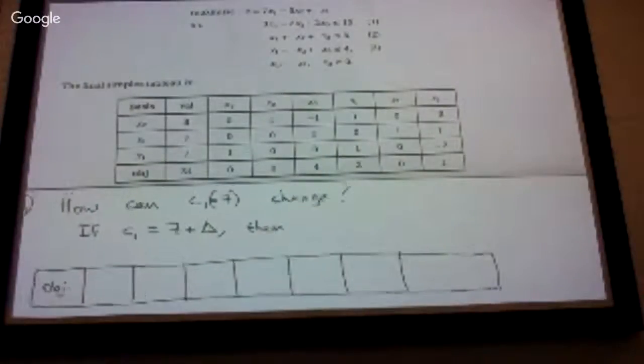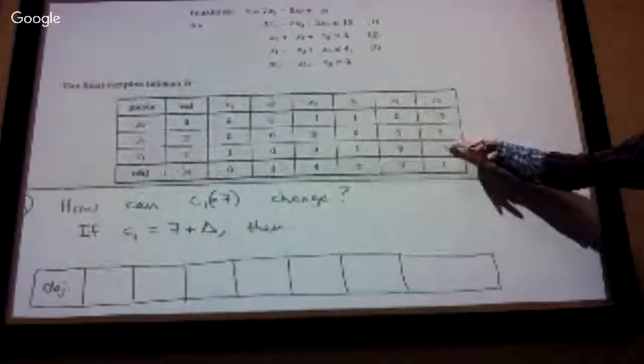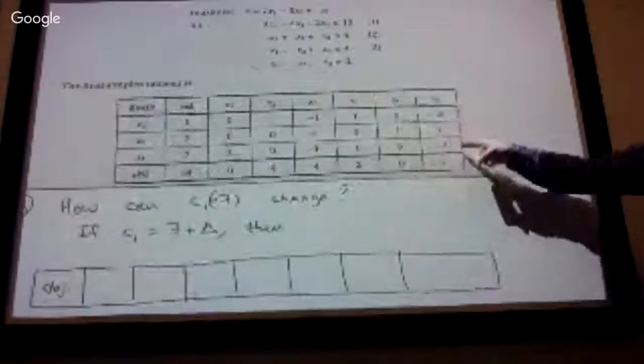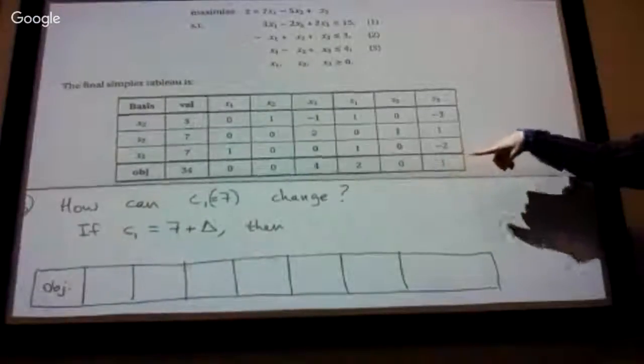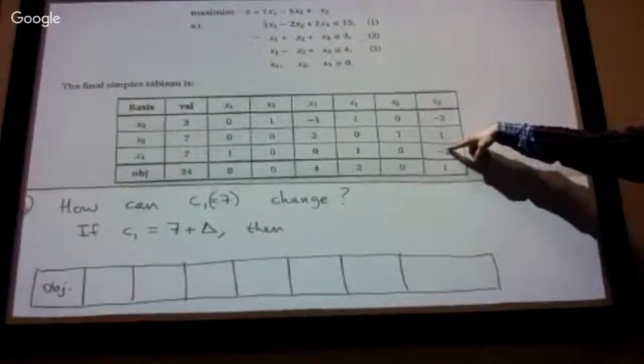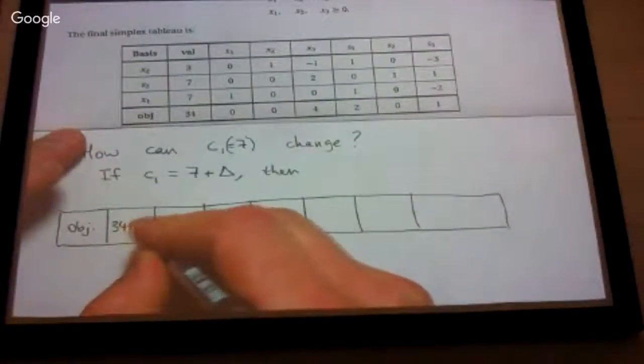It really just changes by, in this case, because we're changing C1, we're changing what we're multiplying the last row by. Okay? Instead of 7, we're multiplying it by 7 plus delta. So what we get is delta times this, more or less. So in other words, this is going to be 34 plus 7 delta.